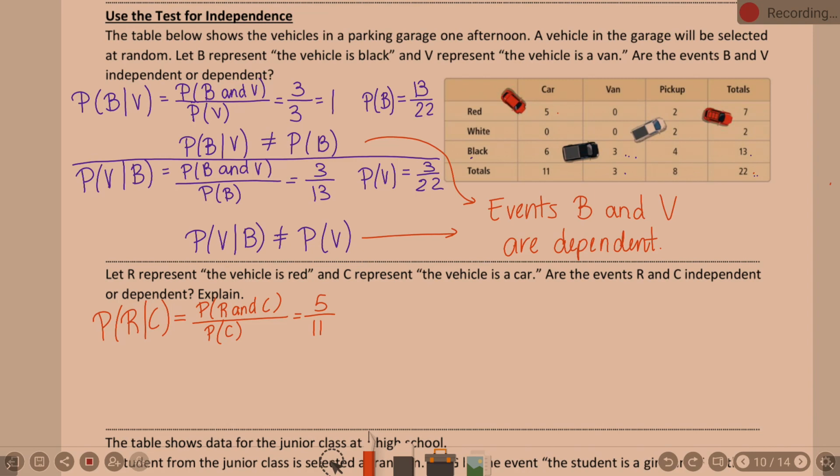Probability of the first main piece, not the condition. So probability of R. What is probability a vehicle is red? 7 out of 22? Glad you guys can keep me straight on some of this. Okay, what did we just show there? Okay. Probability of red, given it's a car, does not equal the probability of red.